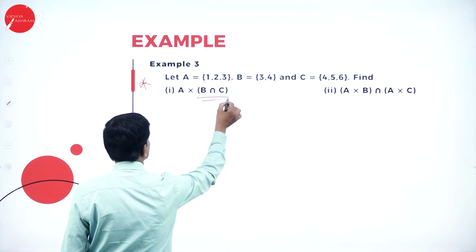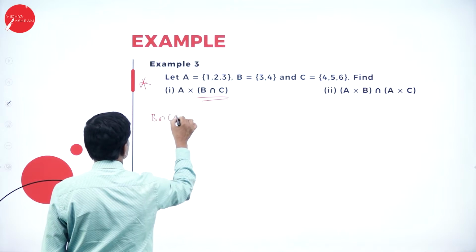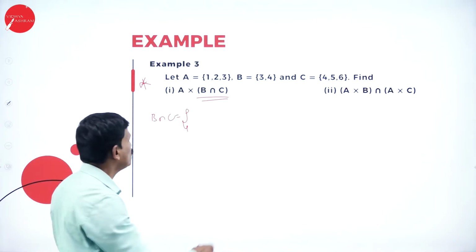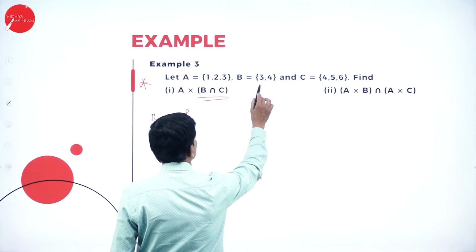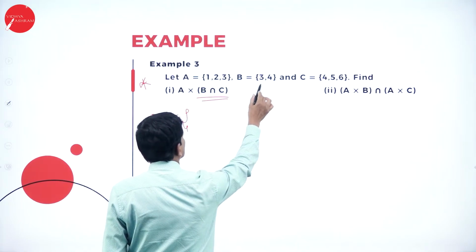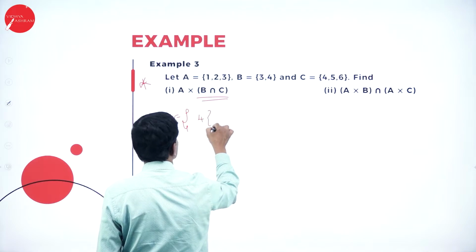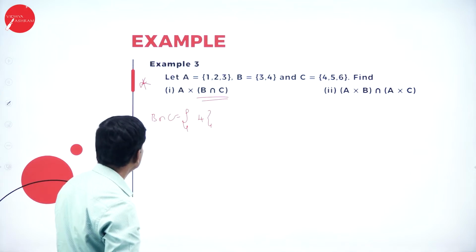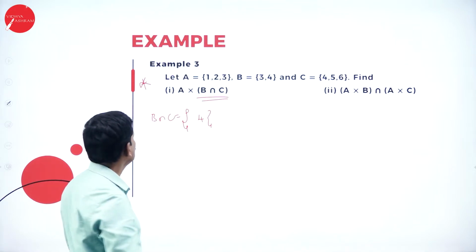Now find out B intersection C. In the previous classes we have studied that intersection is nothing but the common elements in B and C. So what are the common elements? 3 is in B, but it is not in C. 4 is in both the sets B and C. 5 and 6 are in set C, but not in B. So B intersection C is {4}. Now write down this.